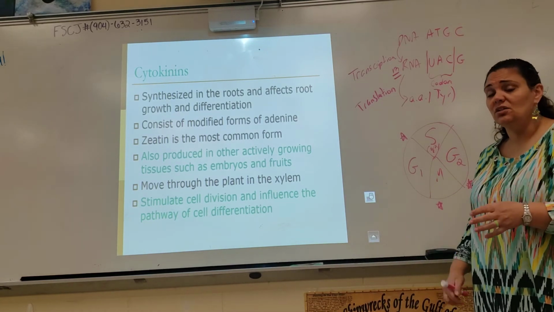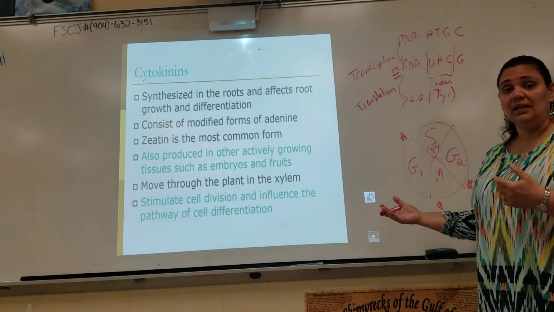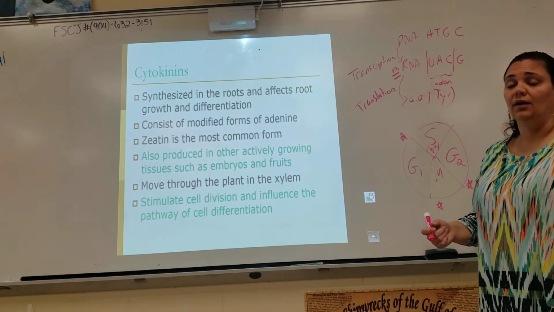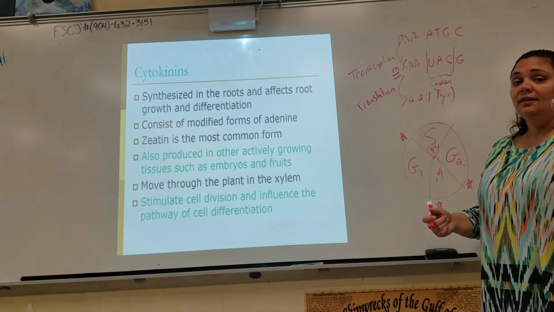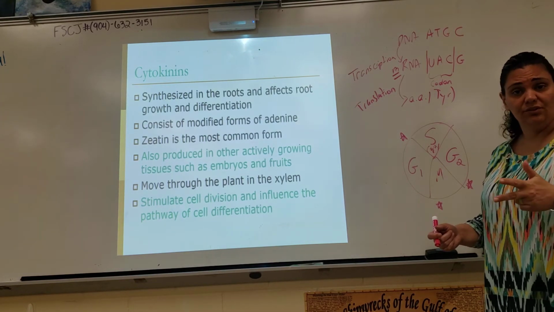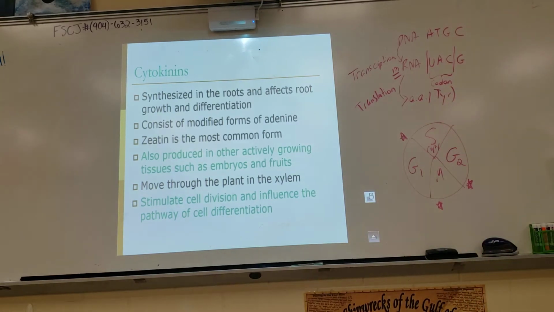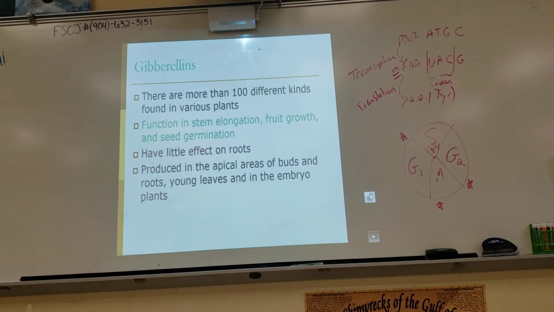Remember, cell differentiation is what is going to make a cell be, for plants, either part of your dermal tissue, ground tissue, or vascular tissue, right? So cytokinins are very, very important. Gibberellins, they'll function in stem elongation, fruit growth, and seed germination. So it's going to be really important, especially in the later springtime and summer as well.